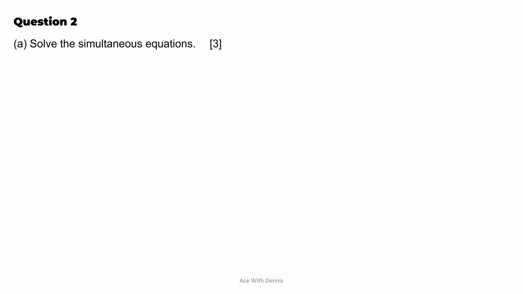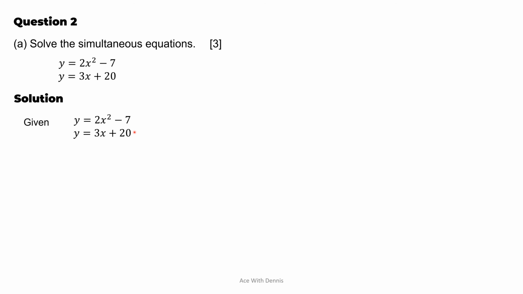Question 2. A. Solve the simultaneous equations, 3 marks. The equations are y equals 2x squared minus 7 and y equals 3x plus 20. So here's the solution. First, given these two equations, we can see that one is a non-linear equation and the other is a linear equation. Hence, we can only use the substitution method, right? We can't use the elimination method.